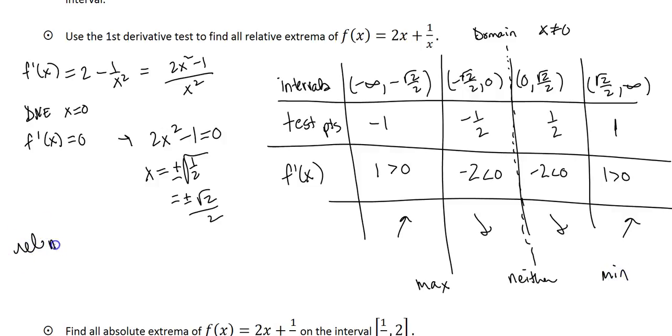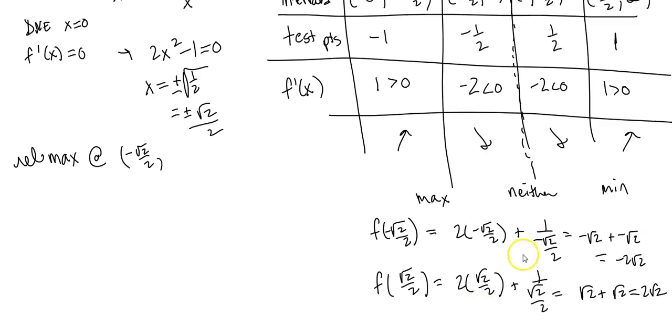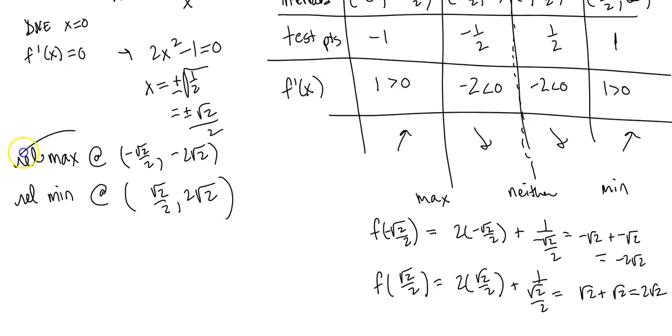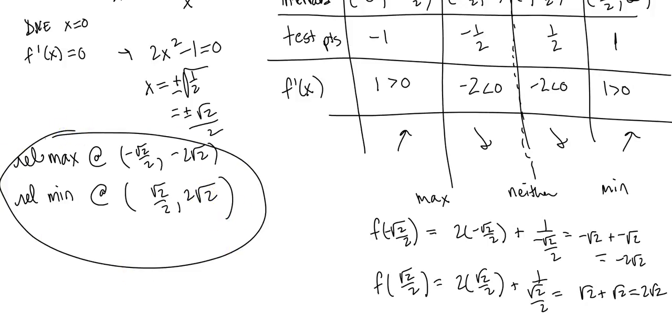So we have a relative max at the point negative root 2 over 2, and then I'm just going to plug root 2 over 2 into this function. So let me get some space and do that. You can see over here I've just plugged them into the function to find the y values, so that's going to give me negative 2 square root of 2, and I'm going to have a relative min at positive root 2 over 2, and then positive 2 root 2. So that would be my answer. So that is finding the relative extrema of the function.